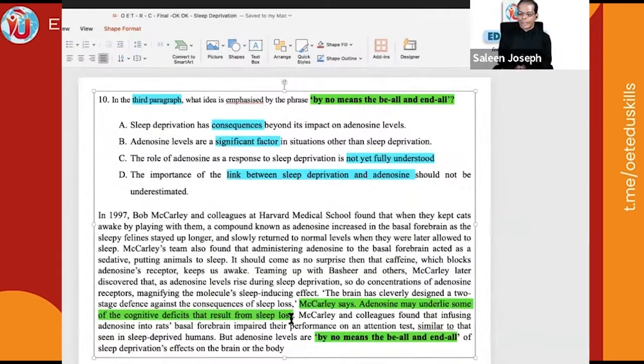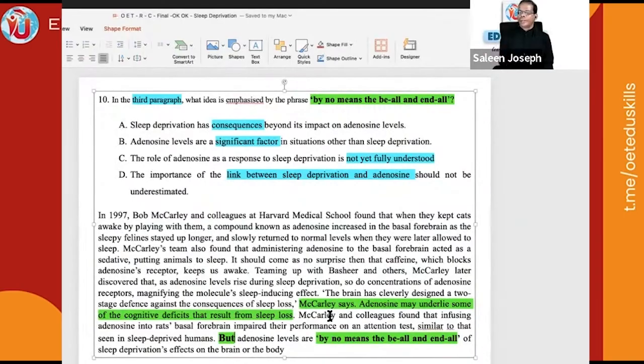But after the contrast word "but", what do you have? But adenosine levels are by no means the be-all and end-all of sleep deprivation effects. That means it is not the only effect. There are many more effects. It goes beyond. Adenosine may underlie some of the cognitive effects that result from sleep loss, so that is not all, right? Some of the cognitive deficits; there are so many other cognitive deficits.